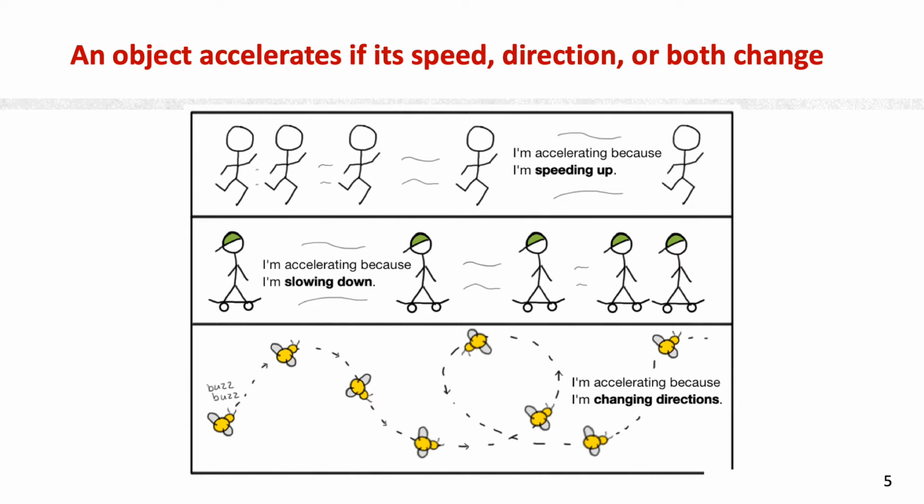So, an object accelerates if its speed or direction or both change. So, acceleration is not just speeding up. It can be a change in speed, speeding up or slowing down, or a change in direction, even if the speed is constant. So, I am accelerating if I'm speeding up, or slowing down, or changing direction.